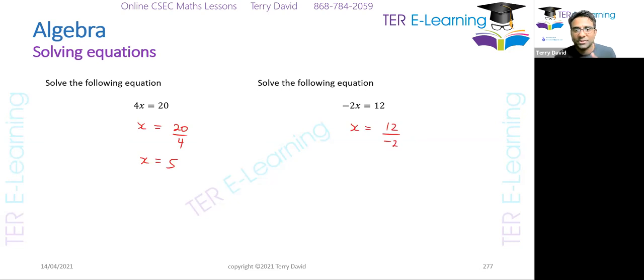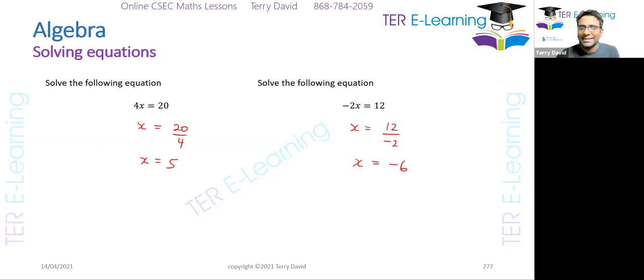One of the mistakes that students make is that when they divide, they just divide by 2 and forget about the minus sign, because they believe that because you are moving that minus 2 to the right-hand side, the sign is going to change. That's not true. So my answer here has to be minus 6. A positive number divided by a negative number, I'm going to get a negative number as my answer.